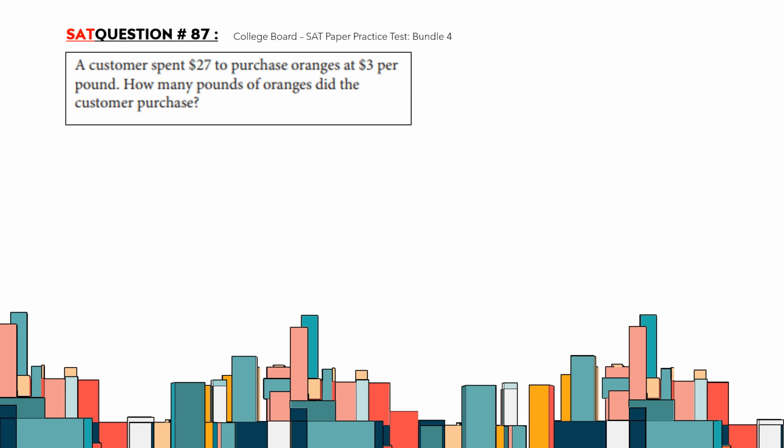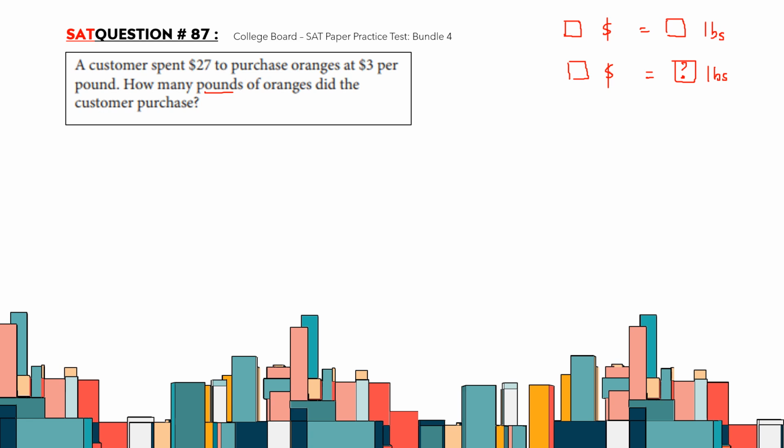We can solve this problem by using the conversions method. We have three given pieces of information and one unknown. They're asking for how many pounds. Okay, so this is pounds on this side. This is dollars.